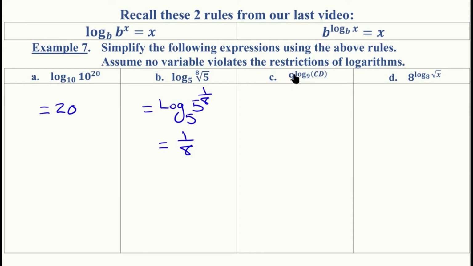Here we have 9 to the power of log base 9 of CD. We're in this format. As long as this base here and that base are the same, we're just going to get the argument. So we're just going to get CD. That's all. Same here in this next one. As long as these two are the same, the base here and the base of the log, we're just going to get whatever that argument is. So here we're just going to get square root of x.